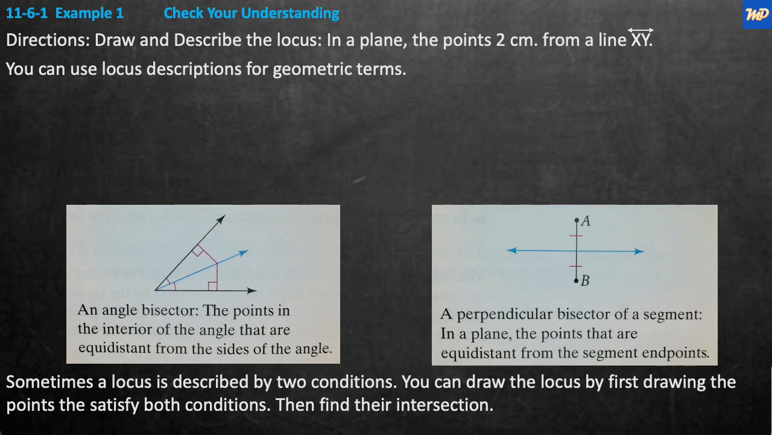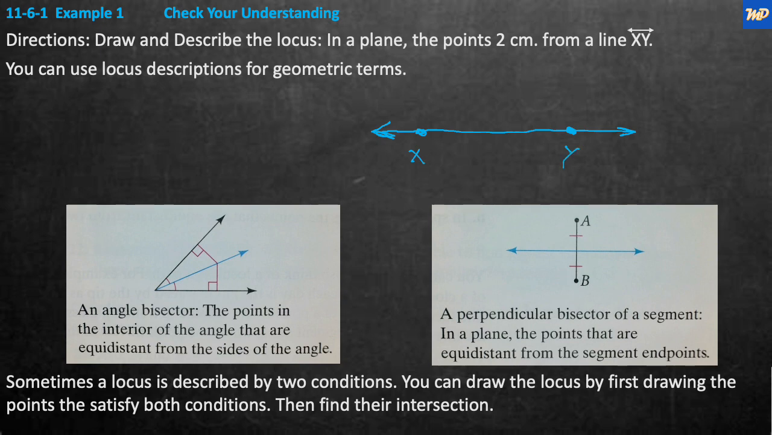Okay, now that you've had time to look at that, so let's see. It says draw and describe the locus in a plane, 2 points, 2 centimeters from a line XY. So the first thing I'm going to do, as you know my drawing is not all that great, I'm just going to try to draw a line. Not bad. And I'm going to put an arrow on each end. Okay, I've got arrows and a point here and a point here. I'm going to call this one X and this one Y.